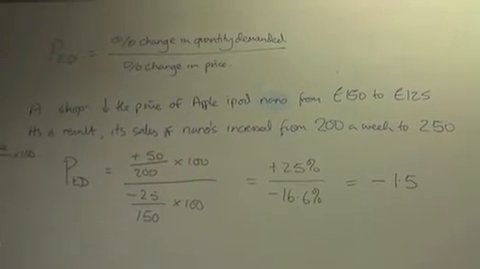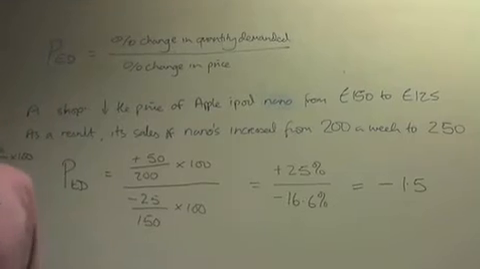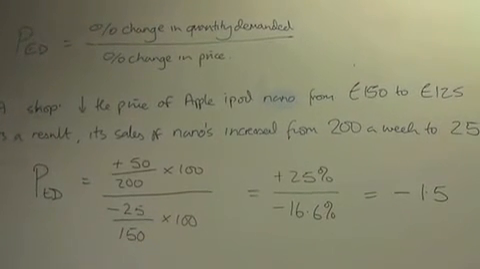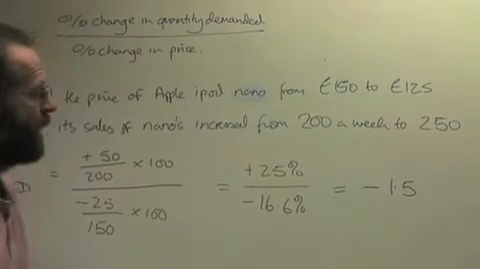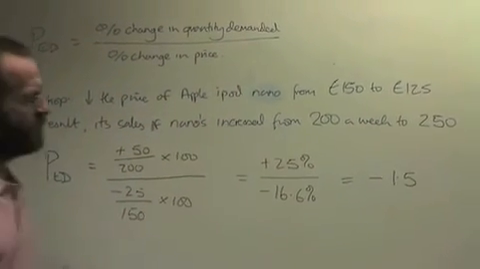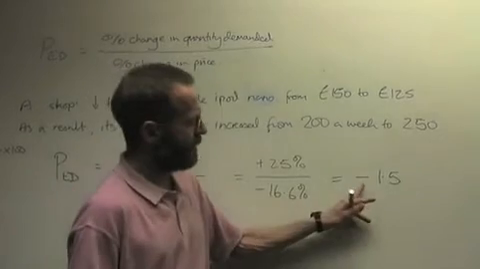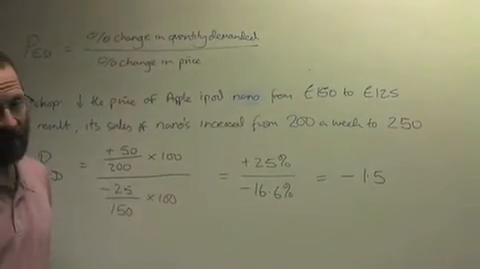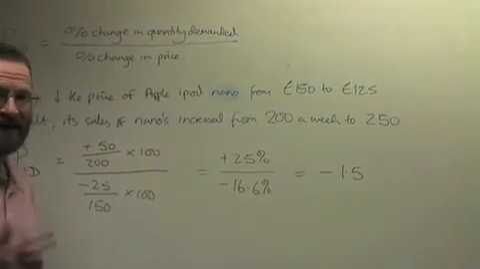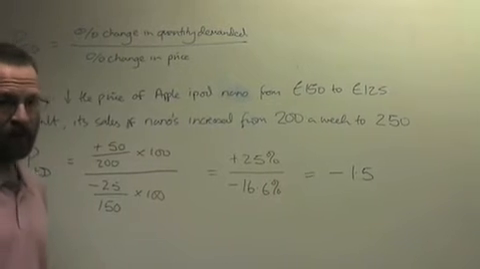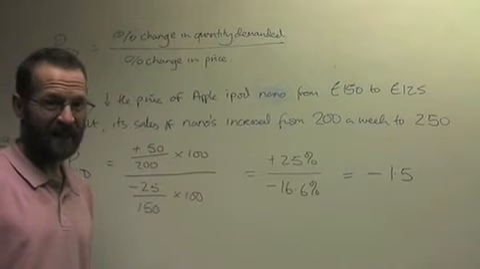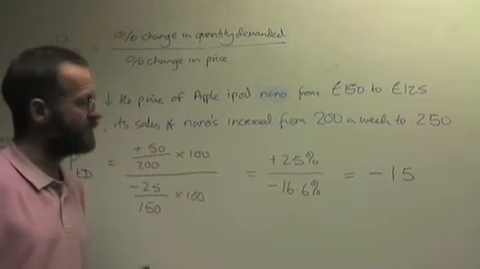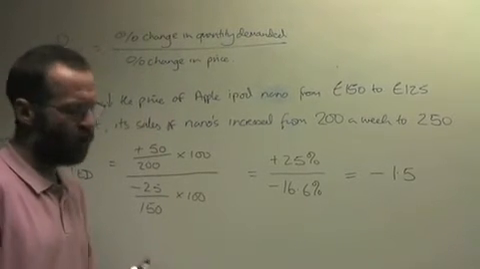The next thing you need to say is, well, what does this actually mean? So you need to comment on the size and the sign. The first thing to do is to comment on the sign. For price elasticity of demand, the sign is always negative. As the price goes up, the quantity demanded goes down. So for price elasticity of demand, and only price elasticity of demand, you ignore the minus sign.